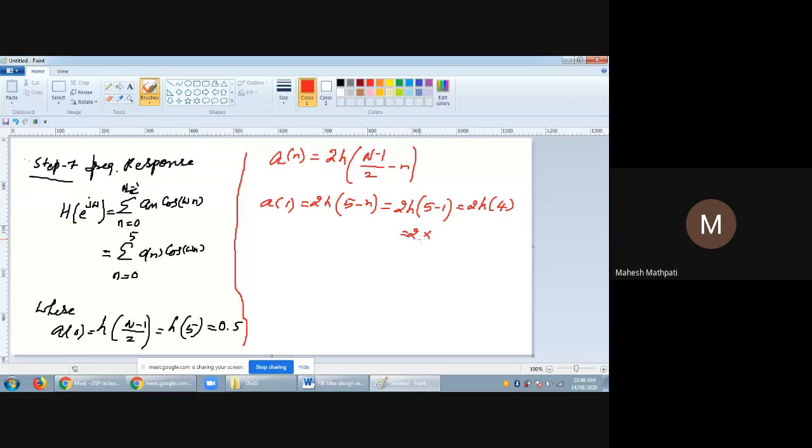What is the value of h of 4? 0.3183. So 2 into 0.3183 will be equal to 0.6366. So likewise, you need to calculate the values up to A2. Calculate these values, A3, A4 and A5.